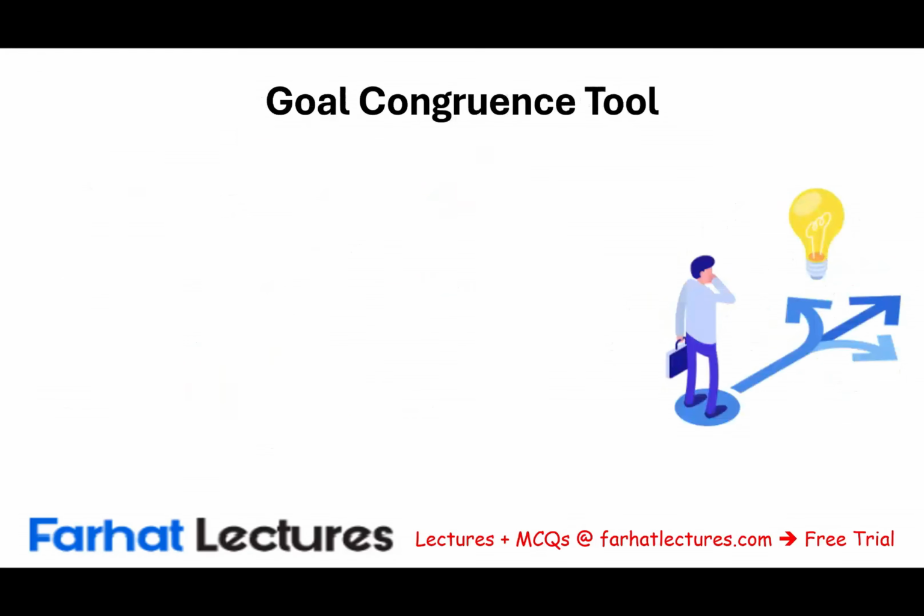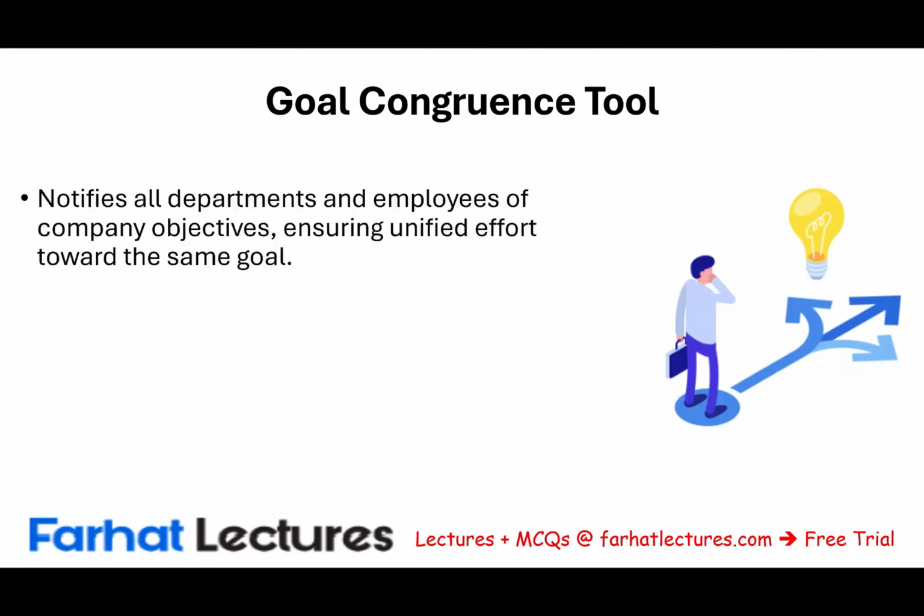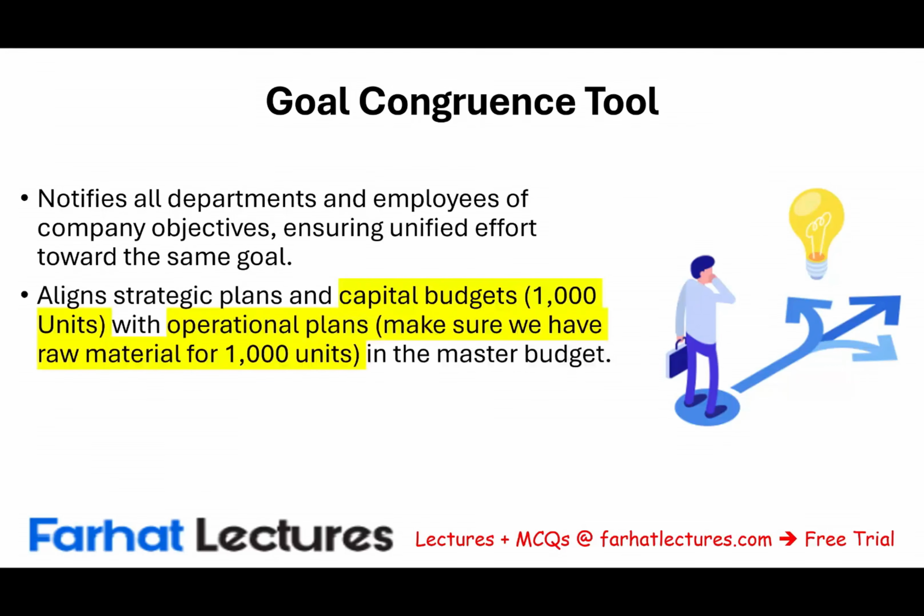The other tool that the budget plays is goal congruence. What's goal congruence? It means everybody working in the same direction. When we notify all departments and employees of the company objective, we make sure that they are working toward the same goal. So we align strategic plans and capital budget with operational plans. So we have big plans, strategic plans, and we have capital budgets, which is our big decisions. Then we have operational budget. We're going to talk about these budgets later on, where it runs day-to-day operation.